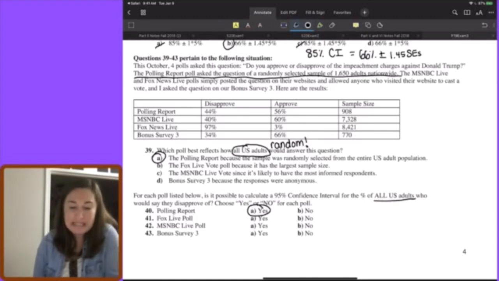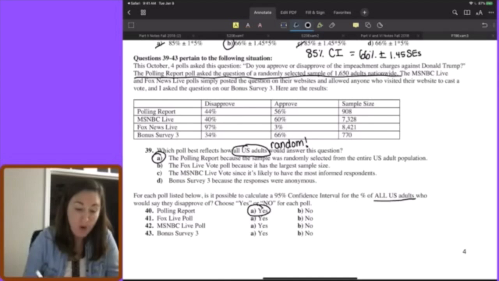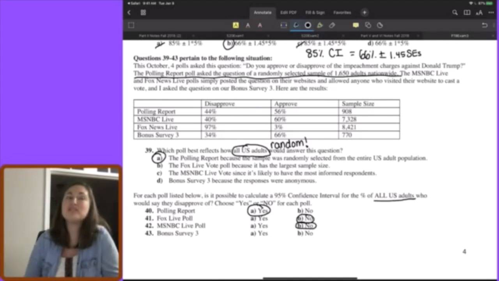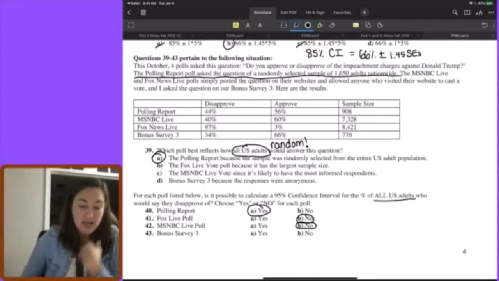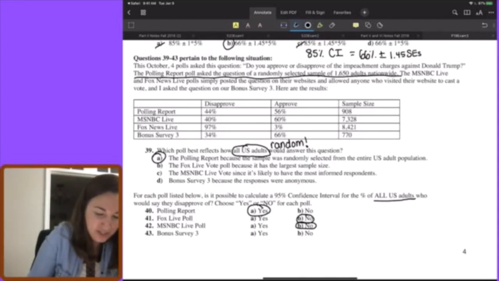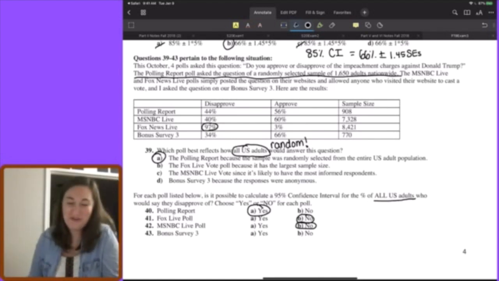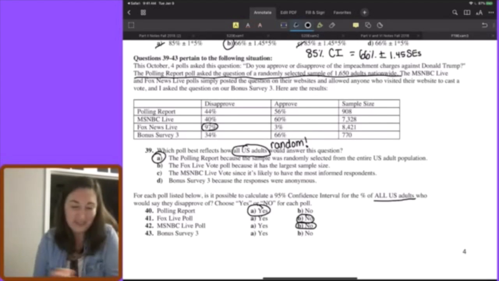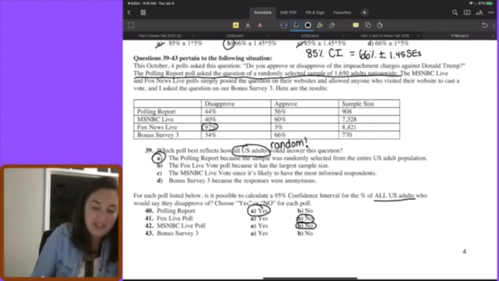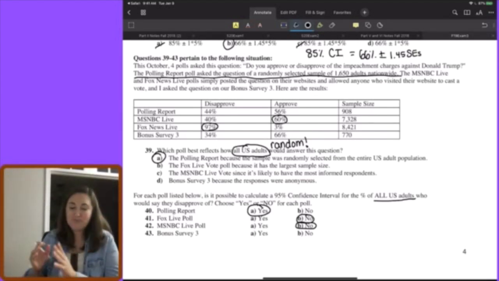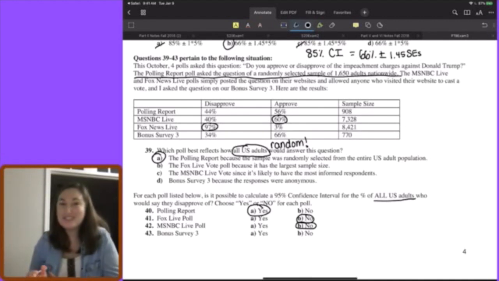These other ones, the two MSNBC Live and Fox Live, are just on the websites. Those are not going to be super accurate for all US adults because they're only people who go to those websites. And if we look, the Fox News Live one was crazy: 97% said disapprove. The MSNBC Live is a little bit different, but I guess they had more saying approve. Those ones we don't want to use any of our statistics, because then we'd be lying with our statistics if we said that represented all US adults.